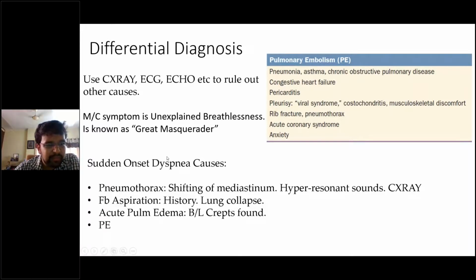And basically sudden onset dyspnea होता है pulmonary embolism में and उसके भी causes होते हैं. जैसे pneumothorax हो गया, pneumothorax में there will be shifting, pushing of the mediastinum. On auscultation, on percussion, you will have hyporesonant sounds, and X-ray में pneumothorax दिख जाएगा. Foreign body aspiration is also another cause of sudden onset dyspnea. उसमें history would be quite apparent, but now there will be lung collapse, there will be pulling of the mediastinum to that side. Acute pulmonary edema, on auscultation you will find creps, and on X-ray maybe you will find changes of pulmonary edema. And finally, pulmonary embolism. These are basically four very common causes of sudden onset dyspnea. And again, you need to rule out all these three before you can say that it is pulmonary embolism.